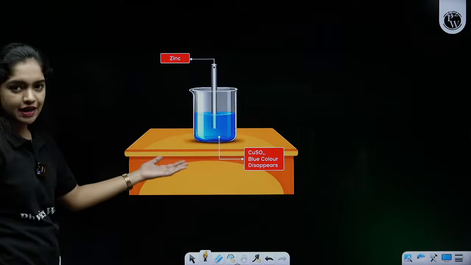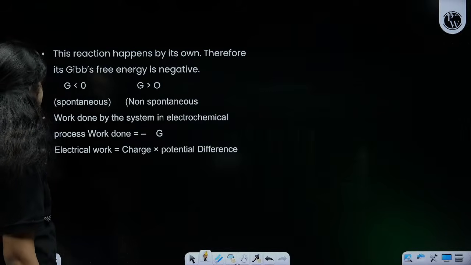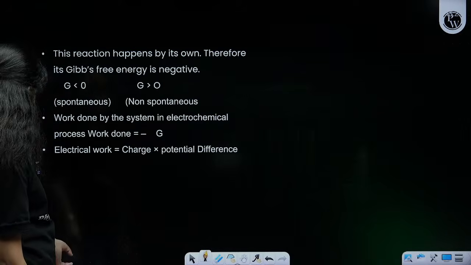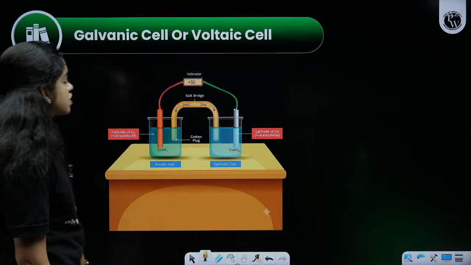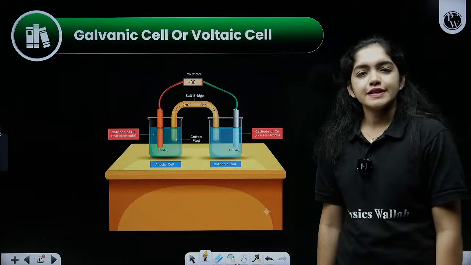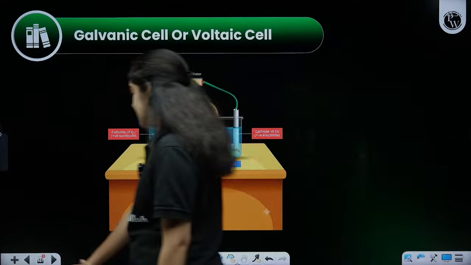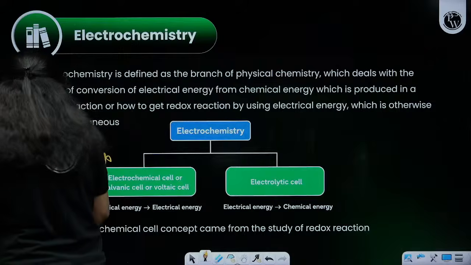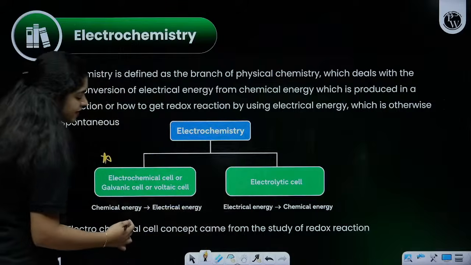The same thing that we discussed now, we can come back to this one, the reaction. This is the first topic, that is galvanic cell or voltaic cell. That is an electrochemical cell. So before that, draw this table. That is very, very important.